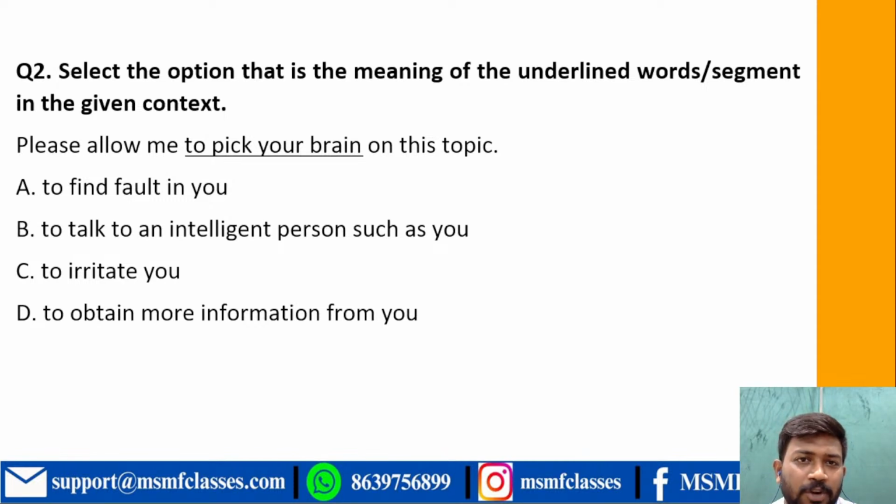The first one is to find fault in you. So it's actually a negative sentence. Then to talk to an intelligent person such as you, to irritate you, to obtain more information from you. If you go with the context, they are speaking about the topic here, and he is requesting something. In such a case, we cannot use negative options like A and C. And as they are speaking about a topic here, you cannot expect B as the answer, as it's not about talking. So you can directly go with to obtain more information from you on this topic. He is requesting to obtain more information from you. So option D is the answer.